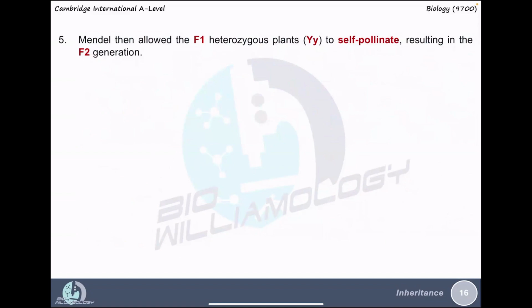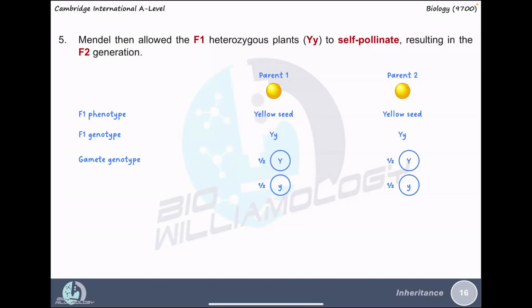Mendel then allowed the F1 heterozygous plant to self-pollinate, resulting in the F2 generation. So parent 1 and parent 2, in this case, both of them are yellow seed. And the genotype is heterozygous. Because of this, they can produce two types of gametes: 50% of the gametes will have dominant allele Y, and another 50% contain recessive allele y.